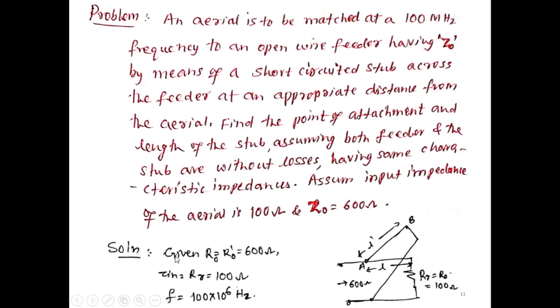So here the given R0 is equal to 600 ohm, Zin is equal to RR is equal to 100 ohm, and frequency F is equal to 100 MHz, that is 100 into 10 raised to 6 Hz. The network is shown here. RR is equal to RL is equal to 100 ohm, and the length for placing the stub is L here. The length of the stub is L dash, that is AB here.